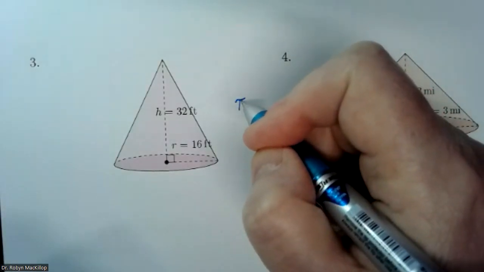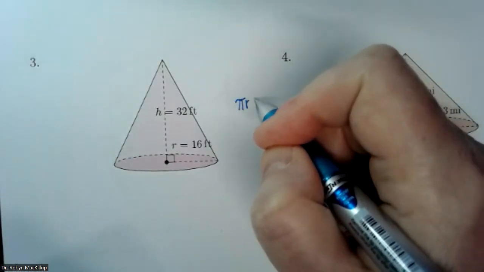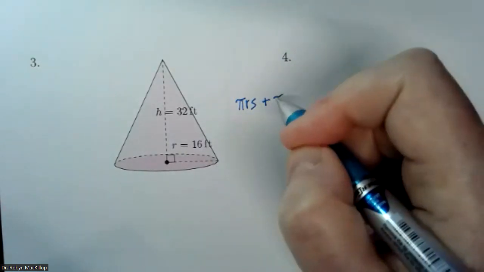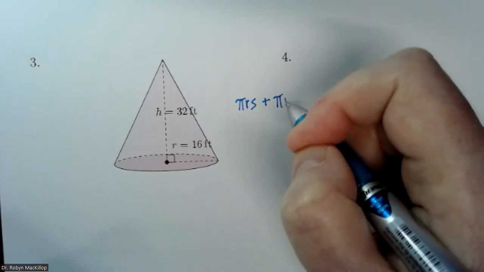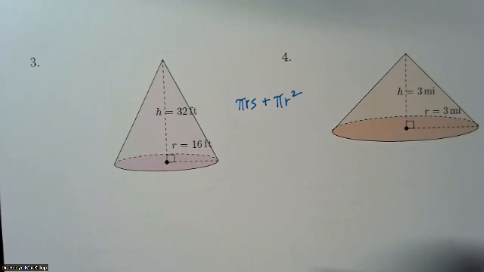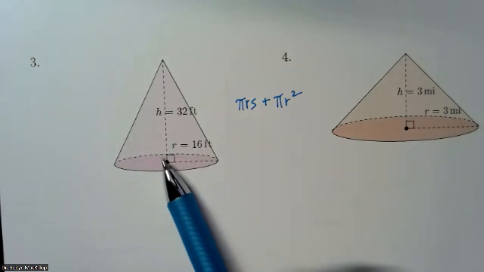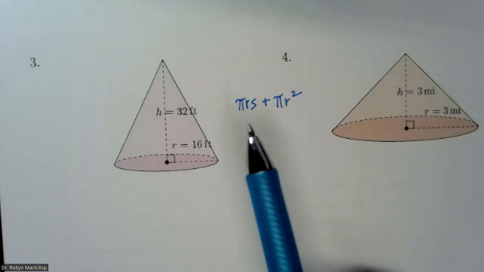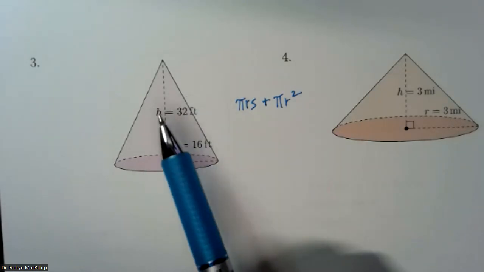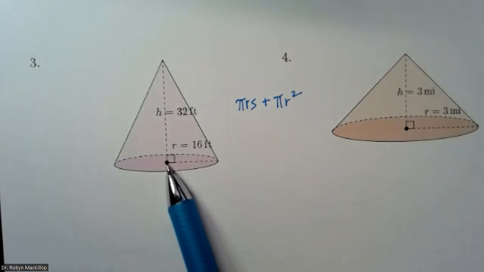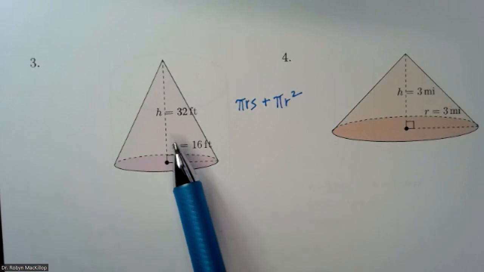Got pi times radius times side plus pi r squared. So that's the full formula. For these, you're going to need the full formula. What's interesting is they're assuming this is a solid. The base is solid. So the whole thing is solid.